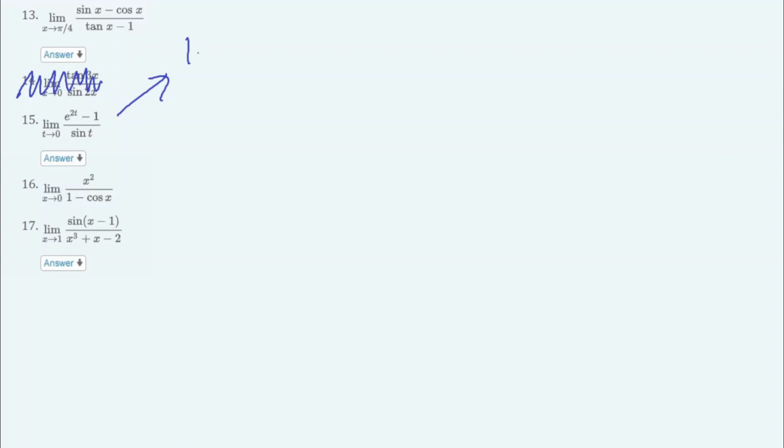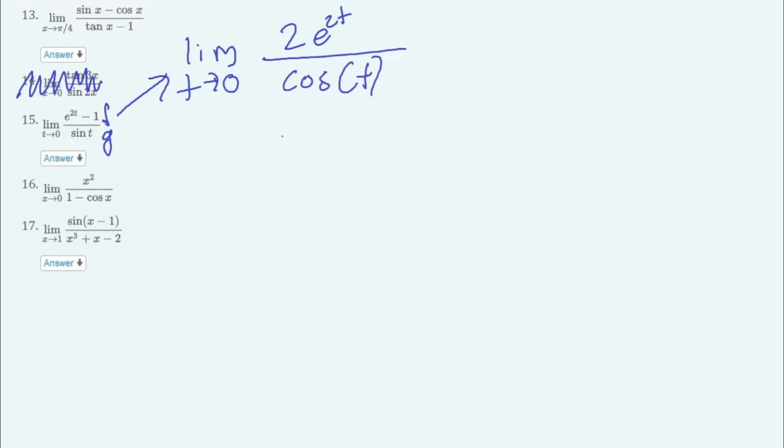Number 15 is the limit as t goes to 0 of e to the 2t power minus 1 over sine t. There's nothing to simplify here, so we can just find the derivative straight away. Top is f, bottom is g. The derivative of e to the 2t power is 2e^2t, and the derivative of negative 1 is 0. Now on the bottom we have sine t. The derivative of sine is cosine, so it's going to be cosine t. We can quickly make sure this is not going to give us an indeterminate answer. If we plug in 0 into cosine t, cosine 0 is 1, so we already know this is going to be a determinate answer.